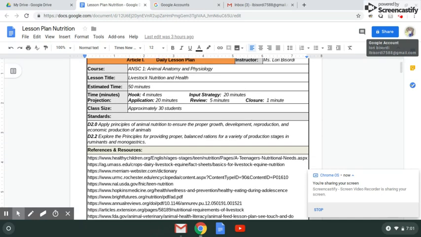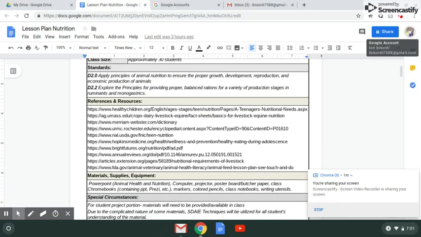Along with that is the class size, which is approximately 30 students, and the standards met. The standards I use are the CTE standards. D2.0 is applying the principles of animal nutrition to ensure the proper growth, development, reproduction, and economic production of animals, along with D2.2, which is explore the principles for providing proper balanced rations for a variety of production stages in ruminants and monogastrics. And these are essentially exactly what we're talking about, not only with livestock, but within ourselves.